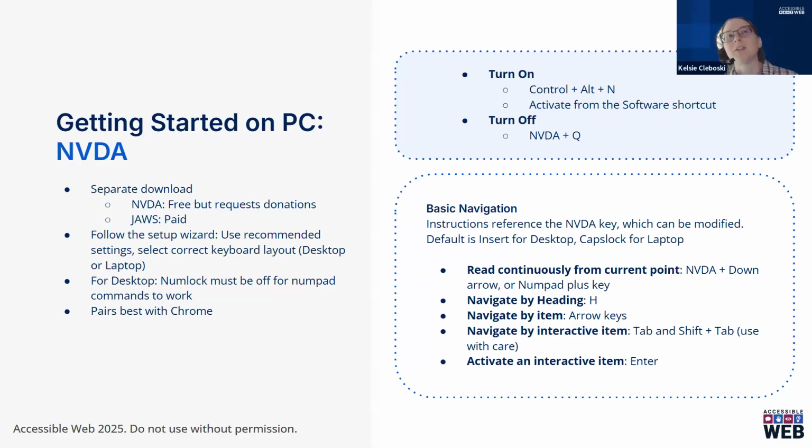Some of our shortcuts for NVDA: to turn it on is Control-Alt-N, or you can activate NVDA from the software shortcut. When you install it, you can create a shortcut on your machine, which can be really helpful. To turn off NVDA is the NVDA key Q. So similar to VoiceOver, there's an NVDA key, which can be modified.